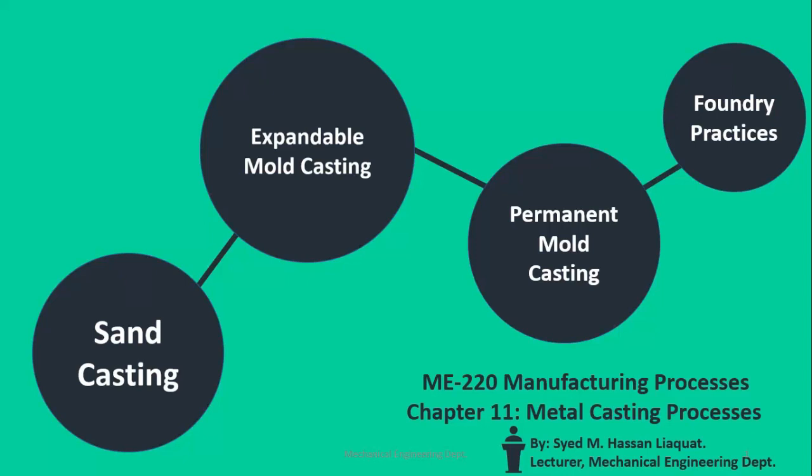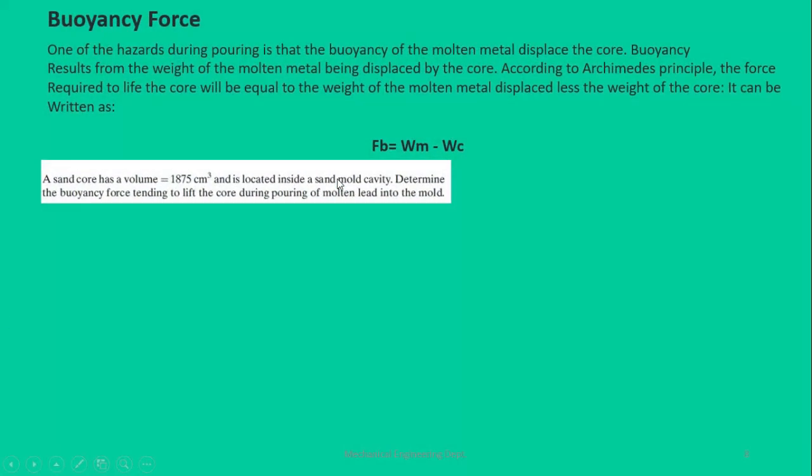Welcome to the first lecture of week 3 of our subject ME220 Manufacturing Process 1. In the last week we were discussing chapter number 11 of your textbook, that is metal casting processes. We discussed some basic terms of the sand casting, and in the sand casting we were discussing the pattern making as well as the mold making. We were also discussing the buoyancy force in the sand casting.